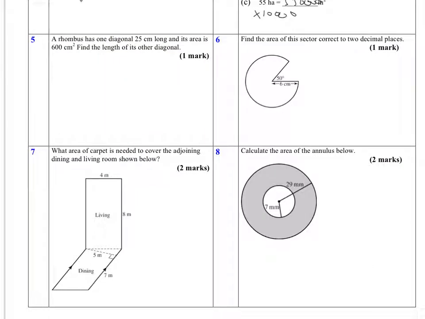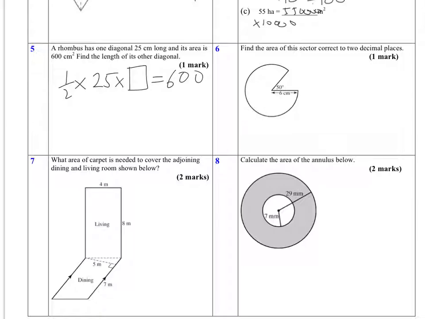A rhombus has an area of half times one diagonal, which is 25, times another diagonal, which you don't know, so it's 600. So you need a number in the box, that's going to get you 600. So you can do the opposite. So you can times by 2, so it's going to be 25 times something must equal 1200, and we're going to divide by 25, and we're going to get 48. So obviously 48 centimetres, but you can do that by trial and error.